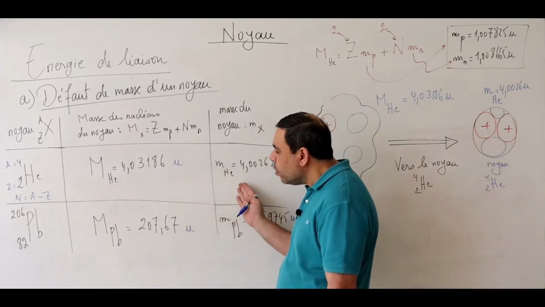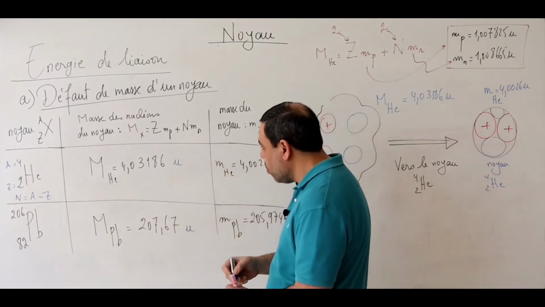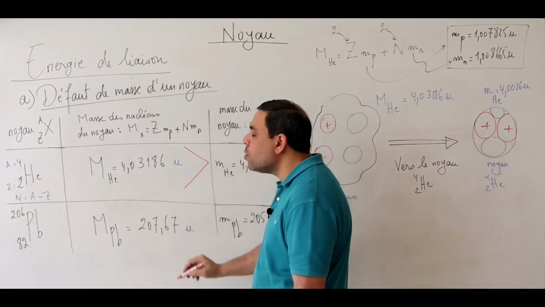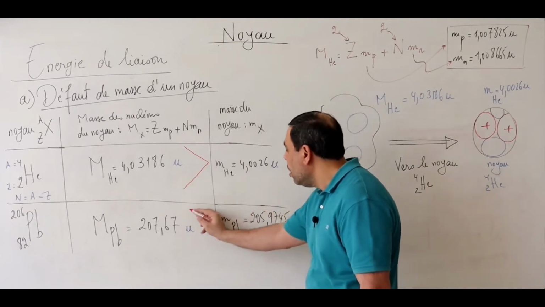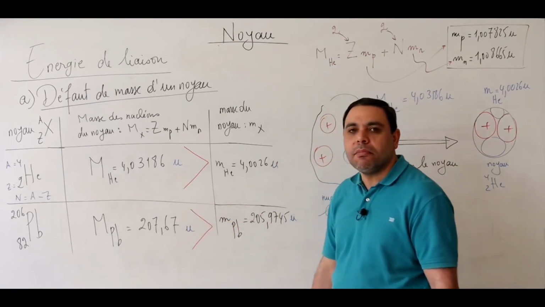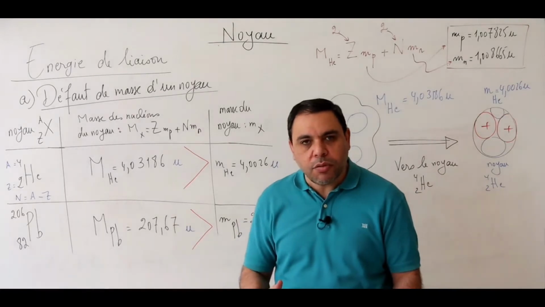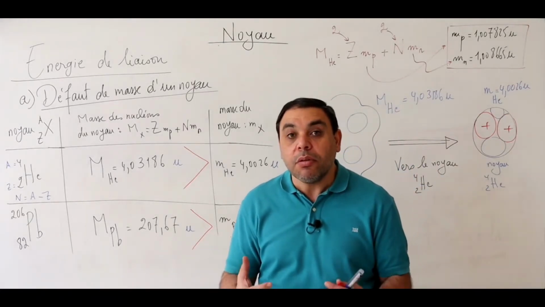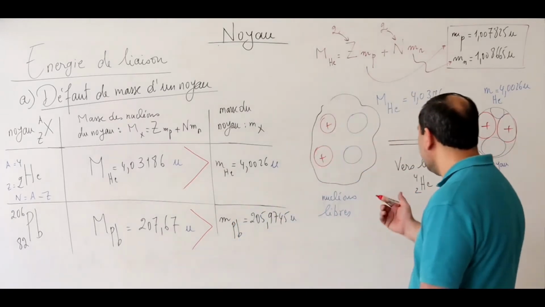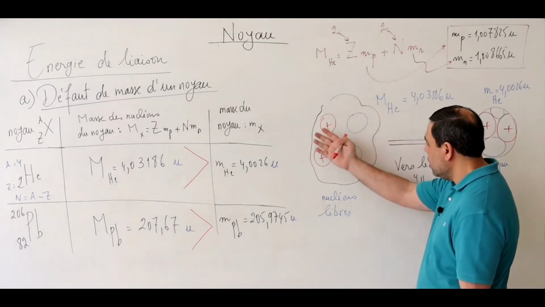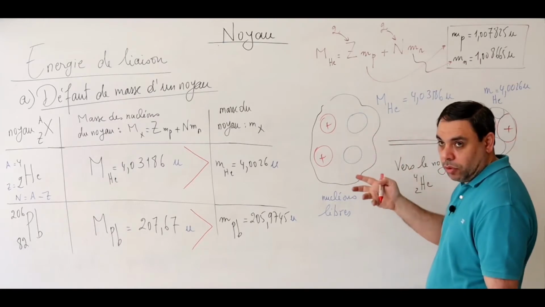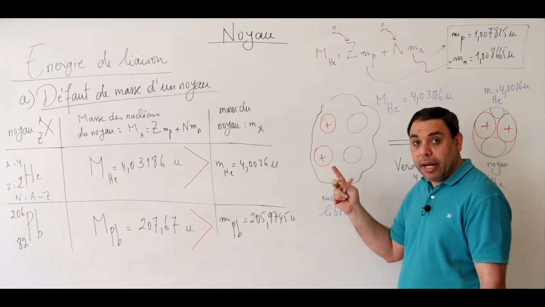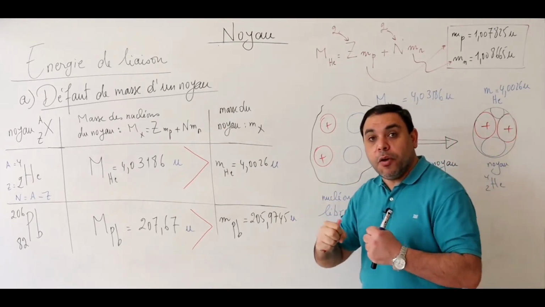When comparing the two values, what do we notice? We notice that the mass of the nucleons that form the nucleus is greater than the mass of the same nucleus as one entity. That is to say, after the formation of the nucleus, there is a loss in the mass. Look here. Here we have 4 nucleons, 2 protons and 2 neutrons. When united, they will form the helium nucleus.